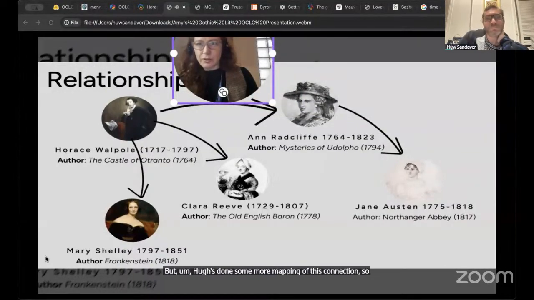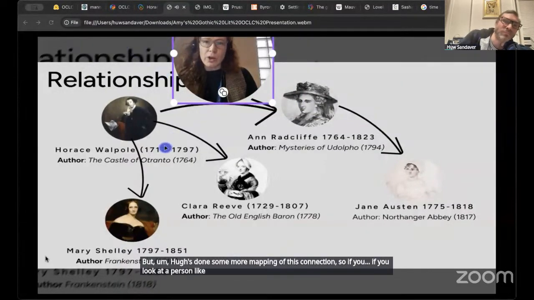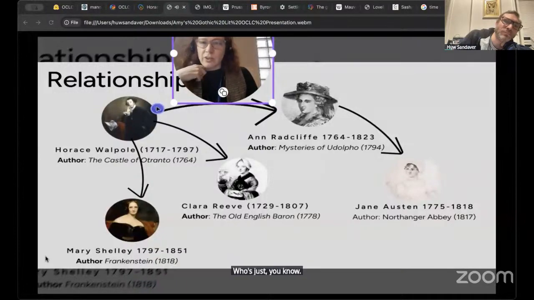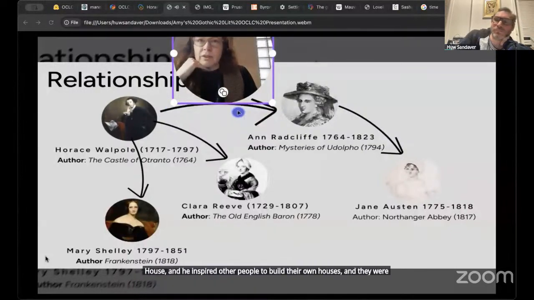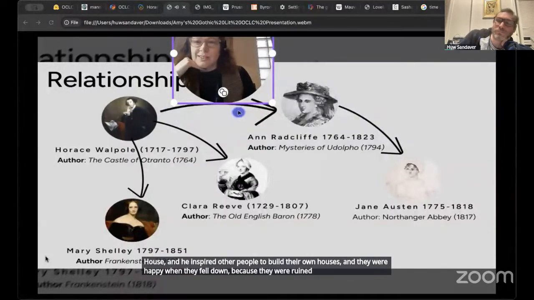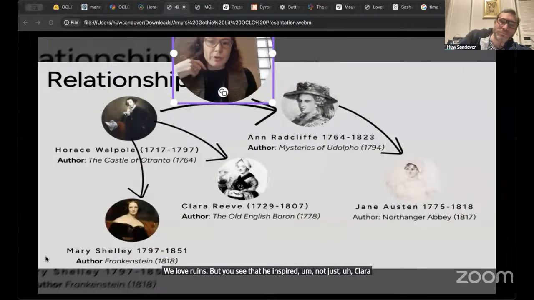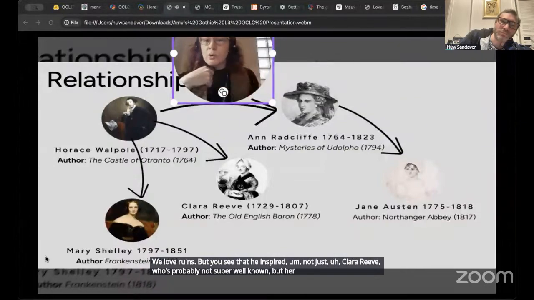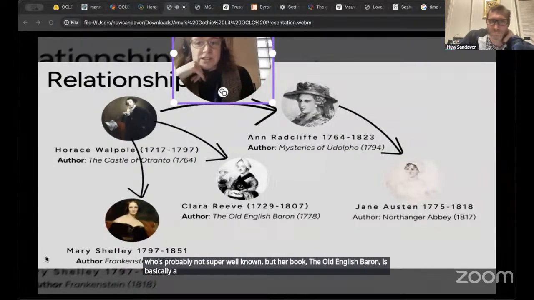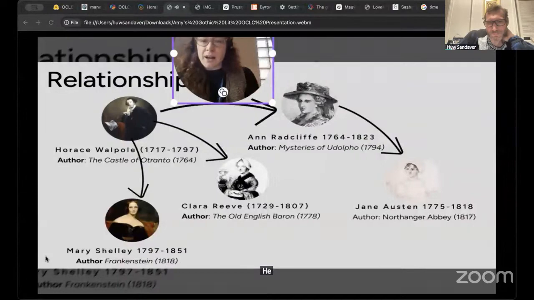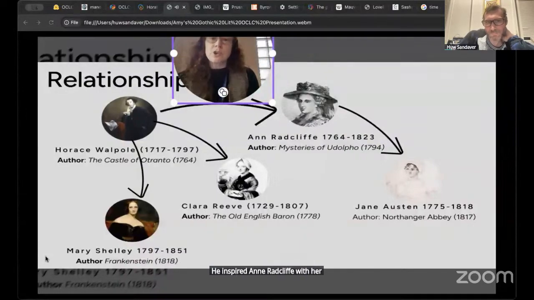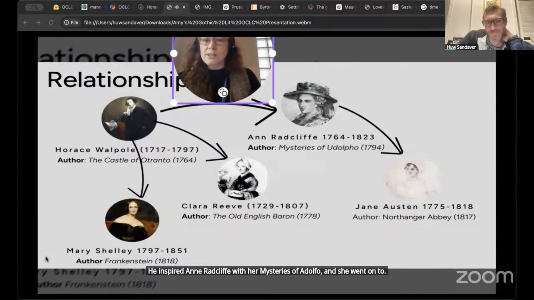So if you look at a person like Horace Walpole, who's just the Gothic nerd of his time, he built his own house, and he inspired other people to build their own houses, and they were happy when they fell down because they were ruined. Yay, we love ruins. But you see that he inspired not just Clara Reeve, who's probably not super well known, but her book, The Old English Baron, is basically a retelling of Castle of Otranto. He inspired Anne Radcliffe with her Mysteries of Udolpho, and she went on to have quite a successful career as a Gothic novelist.